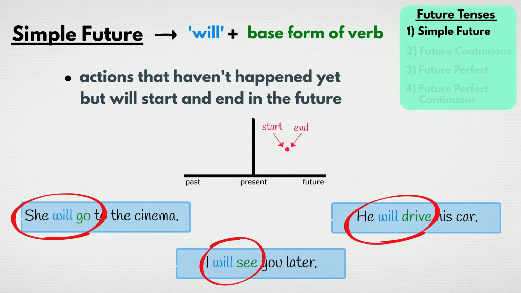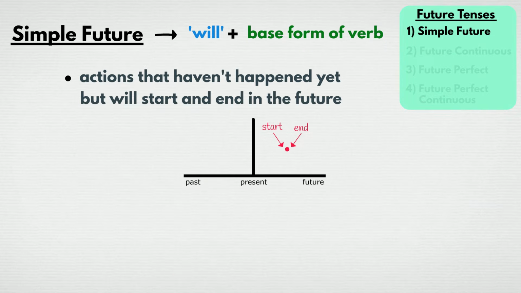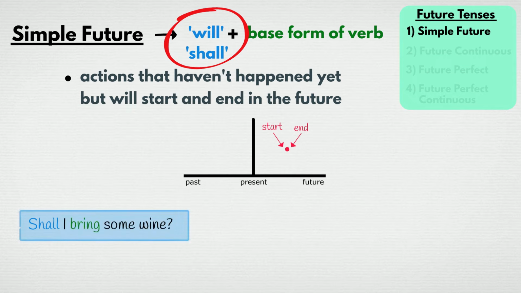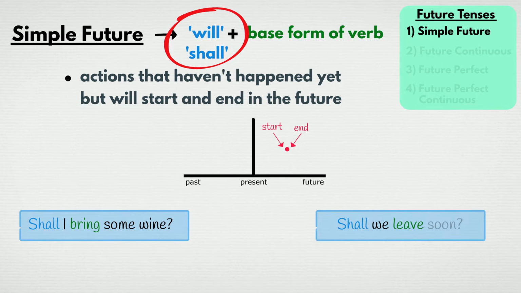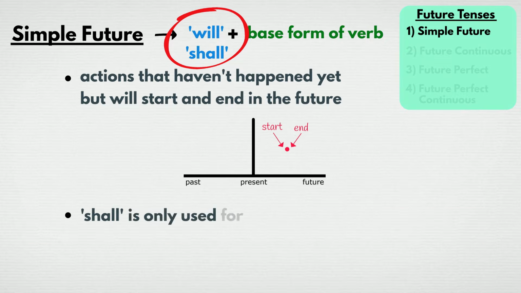Notice that no matter the subject, we use the word will and the base form of the verb. We don't need to conjugate. You might occasionally hear the more formal word shall used instead of will to form future simple. Shall is not commonly used anymore, but it can be used for offers for help or suggestions. For example, shall I bring some wine? Or shall we leave soon? It's important to note that shall is only used for the subjects I and we.